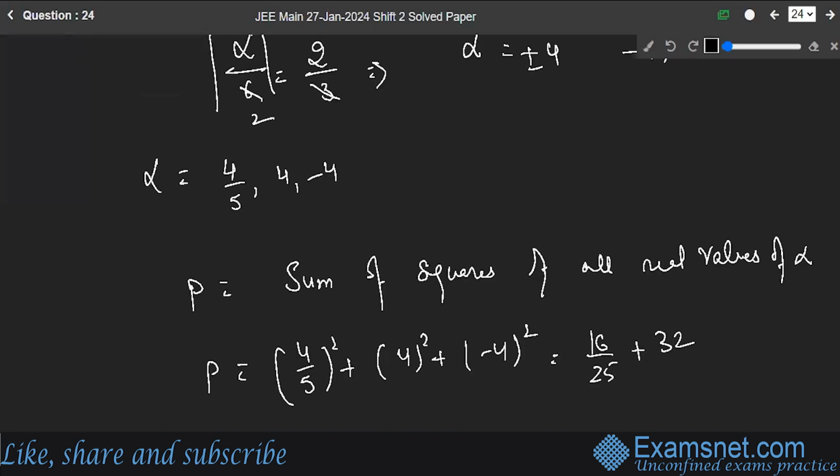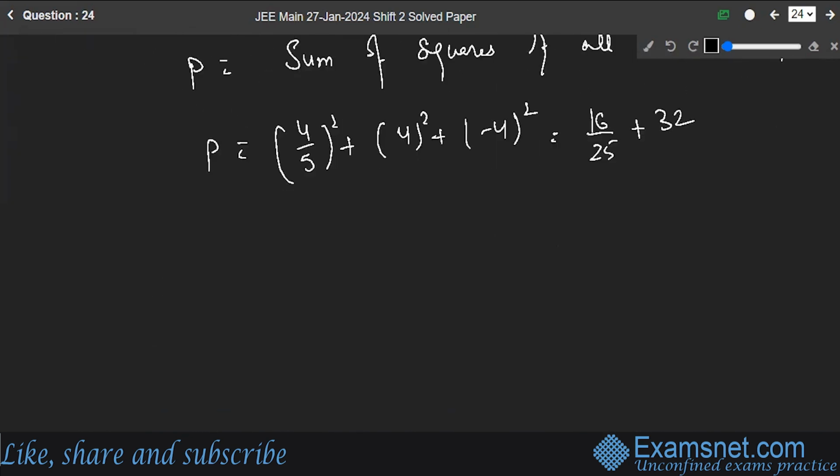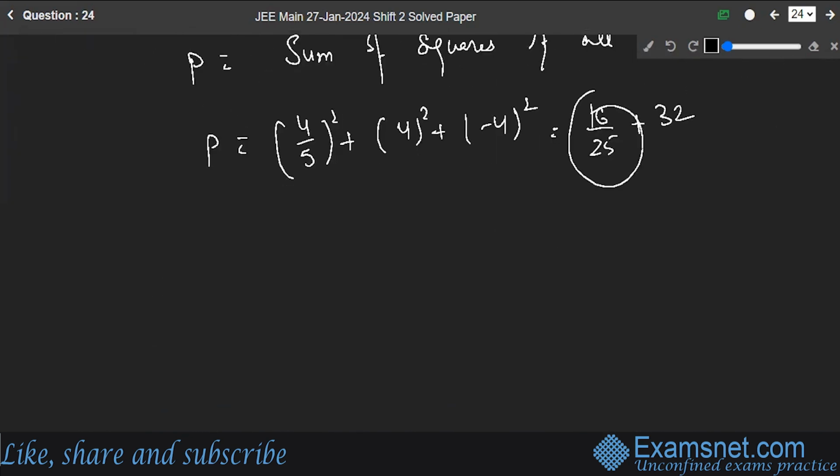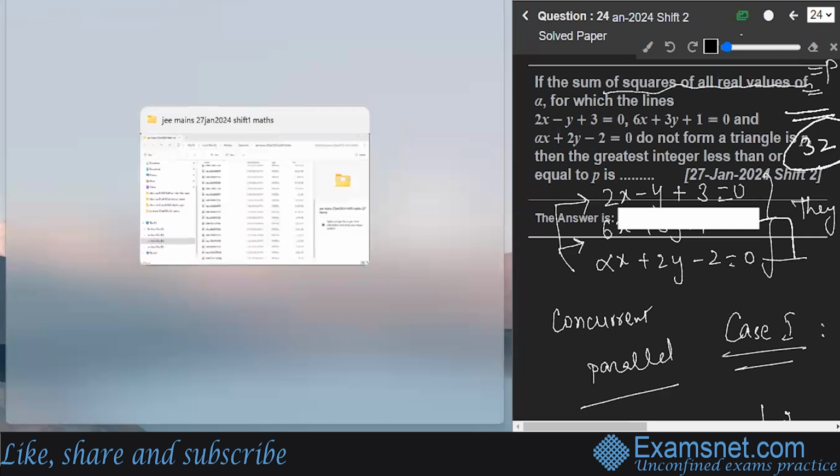Before solving, in the question you are given the greatest integer less than or equal to P. This value is less than 1, so the greatest integer less than or equal to P will be equal to 32 only. The answer to the question is 32. Hope you are clear. Next is question number 25.